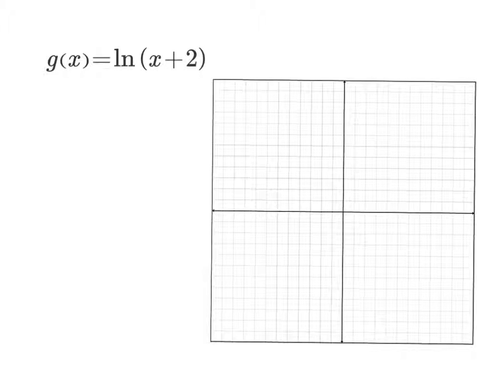Graph the function not by plotting points. In other words, we're going to be using a parent graph, and state the domain and range and any asymptote. All right, well, my parent function of this is just going to be the natural log of x without the plus 2.